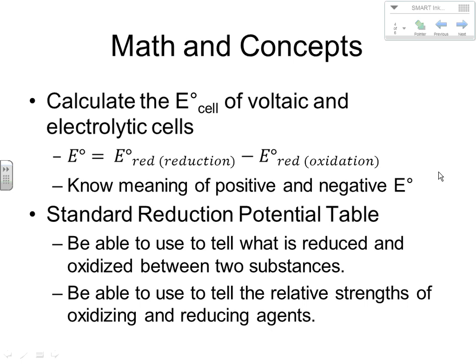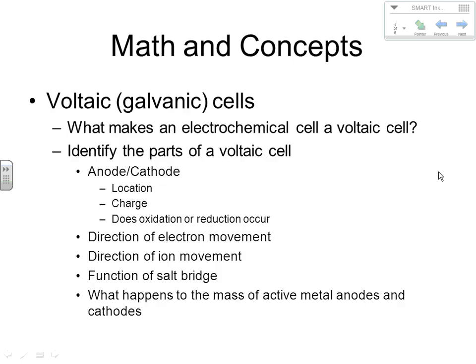Standard reduction potential table. Be able to use it to tell what is reduced and what is oxidized between two substances. Remember, the more positive reduction potential is the more likely to be reduced. The less positive is the more likely to be oxidized. And also be able to use the relative strengths of oxidizing and reducing agents. Remember, the more positive, the more likely it is to be reduced. That's the stronger it is as an oxidizing agent, and vice versa.